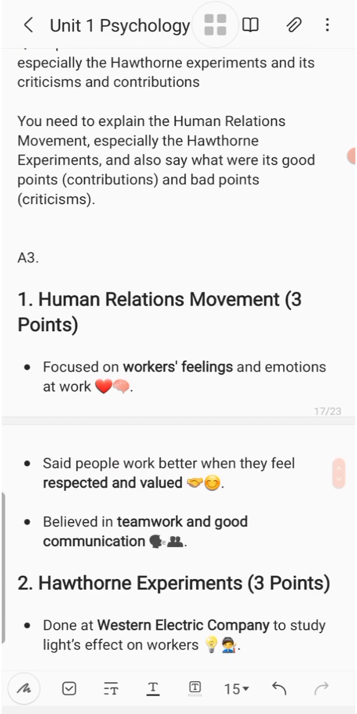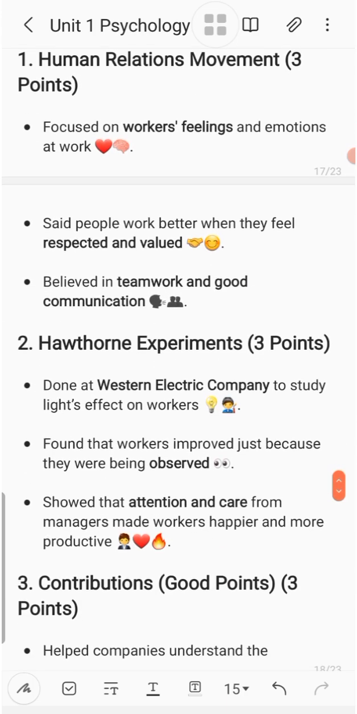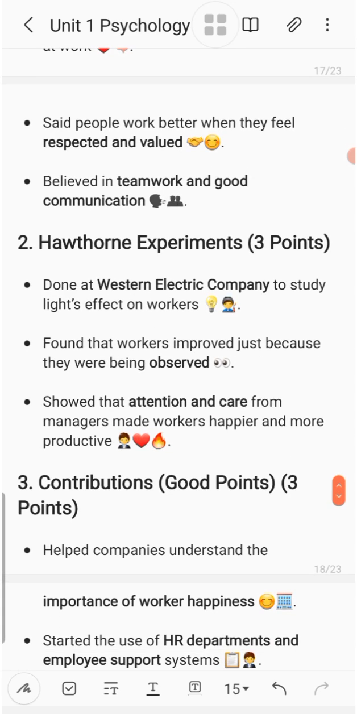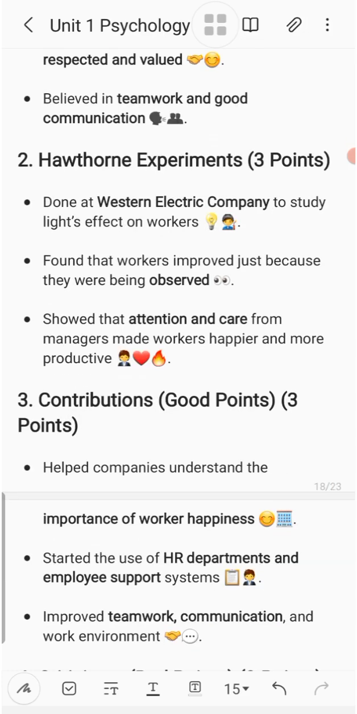Now, answer. First, the human relations movement focused on workers' feelings and emotions at work, said people work better when they feel respected and valued, believed in teamwork and good communication. Hawthorne experiments, done at Western Electric Company to study light's effects on workers, found that workers improved just because they were being observed, showed that attention and care from managers made workers happier and more productive.